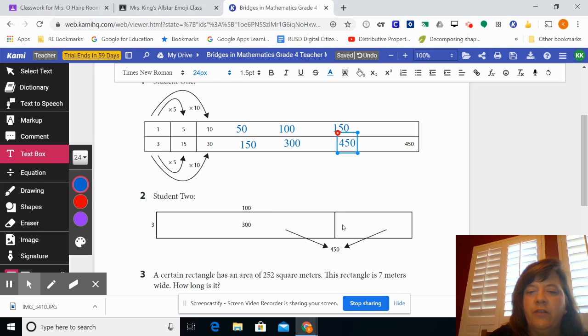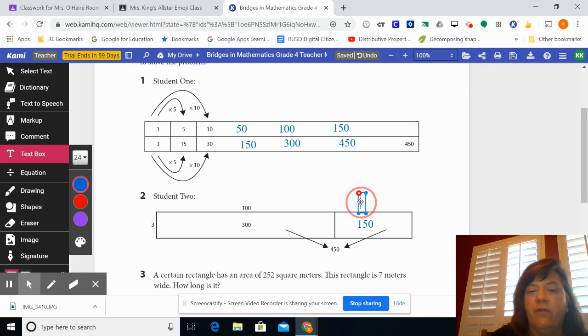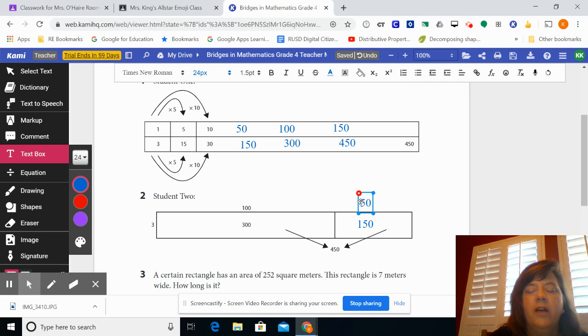And then I know these two boxes have to equal 450. So I'm going to say 450 minus 300. I know this is going to be 150 here, or I can look up at my ratio table. And then I have to think, okay, 3 times what is going to be 150? And I can see right here in this ratio table that that is 50. So now I've got both of these solved.